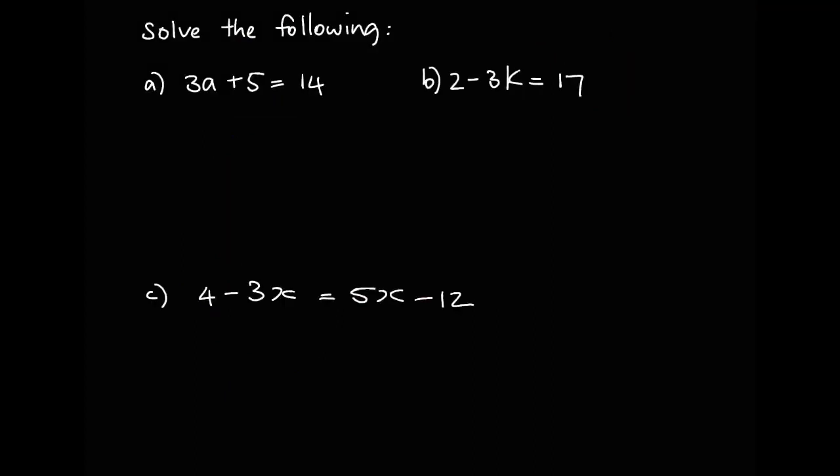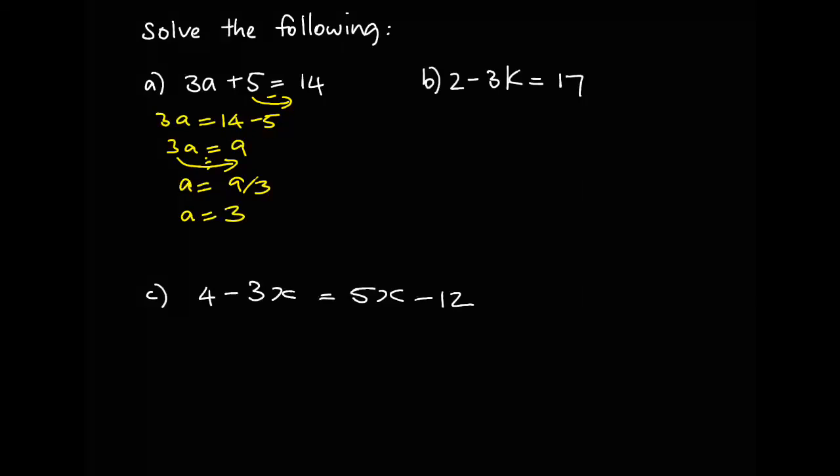Alright, working on the last set of problems. Problem A, we want to get A by itself, so we need to start by bringing the 5 across. It's a positive, so it comes across as a negative. So 3a equals 14 minus 5. 3a is equal to 9. Now the 3 is multiplying, bring it over as a divide. To get A by itself equals 9 divided by 3. A equals 3.